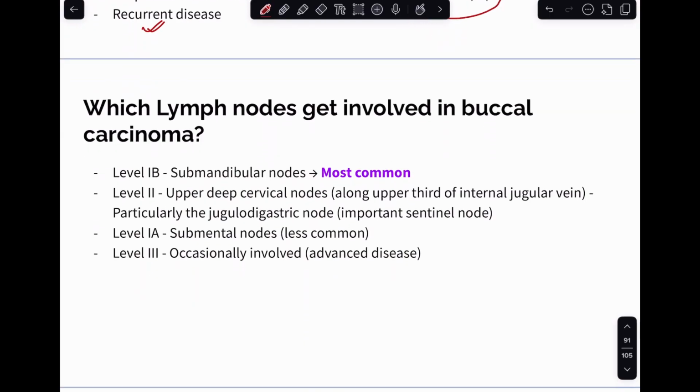So, as we were talking about the ultrasound, what are the lymph nodes that usually get involved in buccal carcinoma? The most common lymph node to involve over here is level 1B, which is the submandibular nodes. And the second more important one is the level 2 nodes, which is the upper deep cervical nodes lying along the upper third of the internal jugular vein, particularly the jugulo-digastric node. This is an important sentinel node in buccal carcinoma. Less common nodes that can get involved are level 1A and level 3 if there is advanced disease present. But the most common ones are level 1B and level 2.